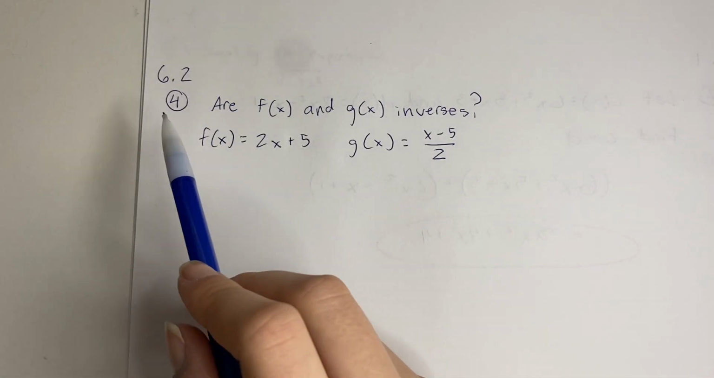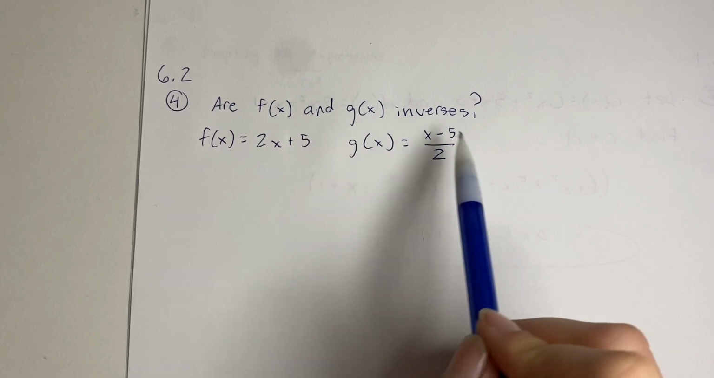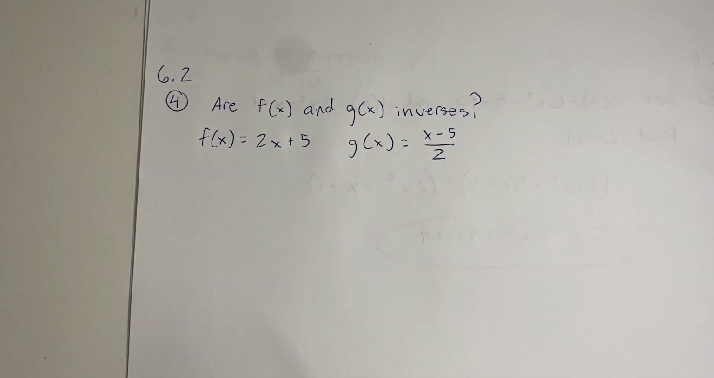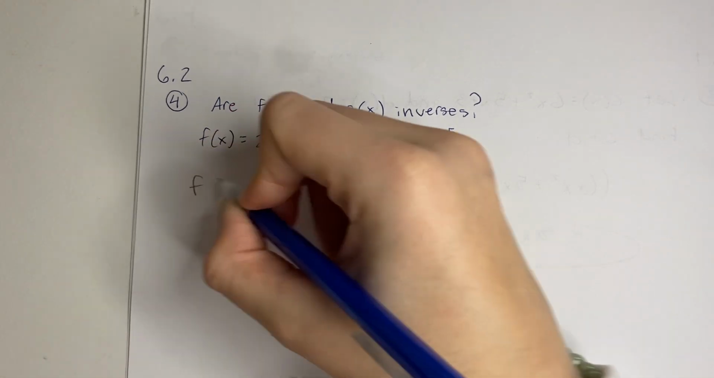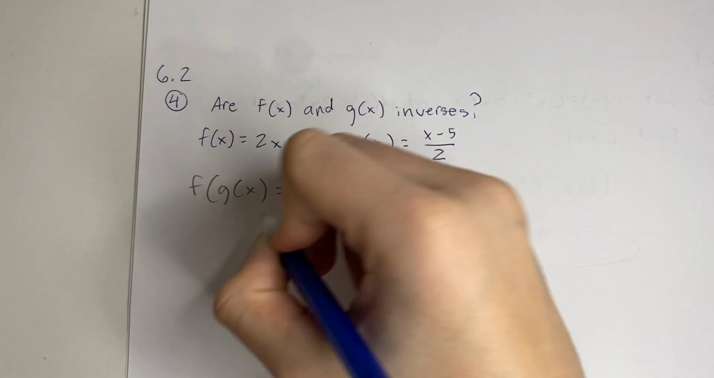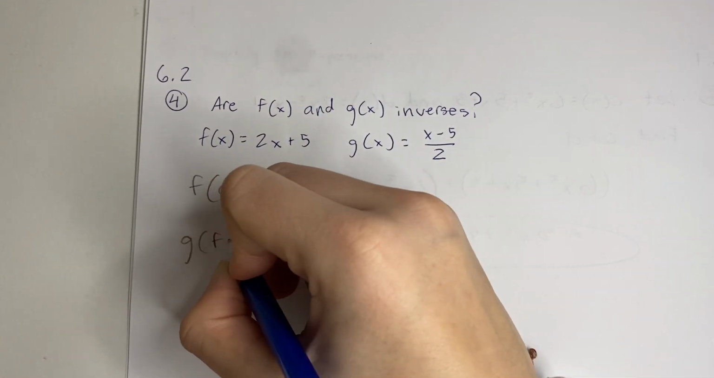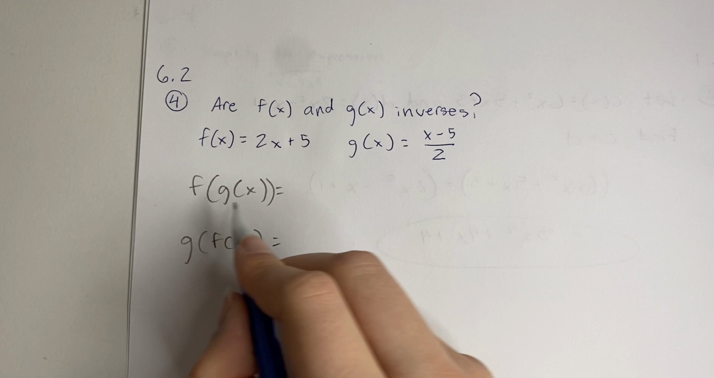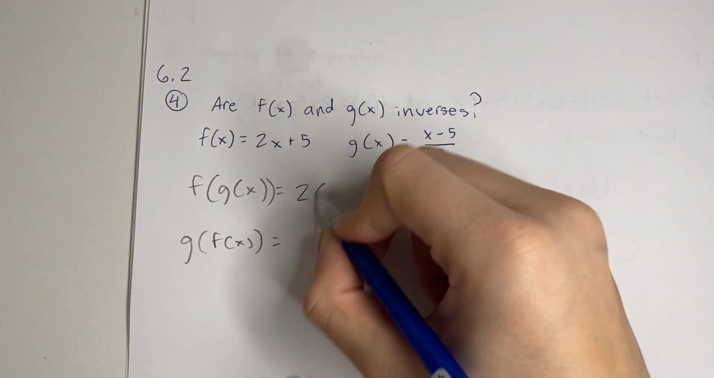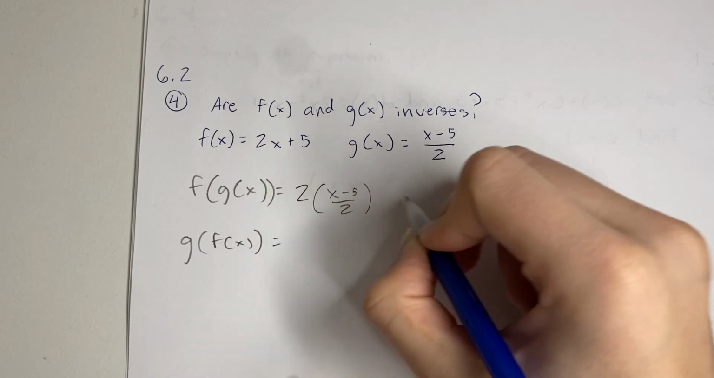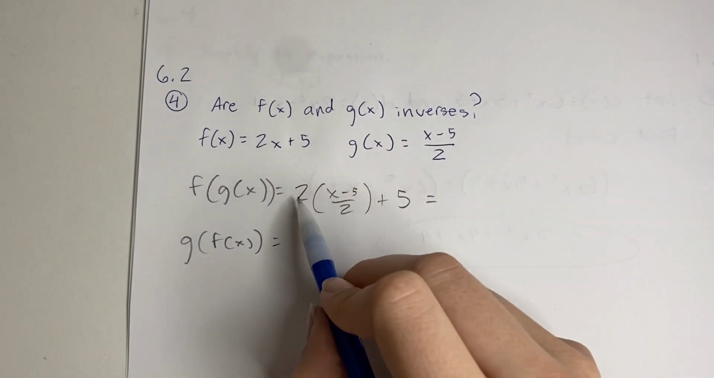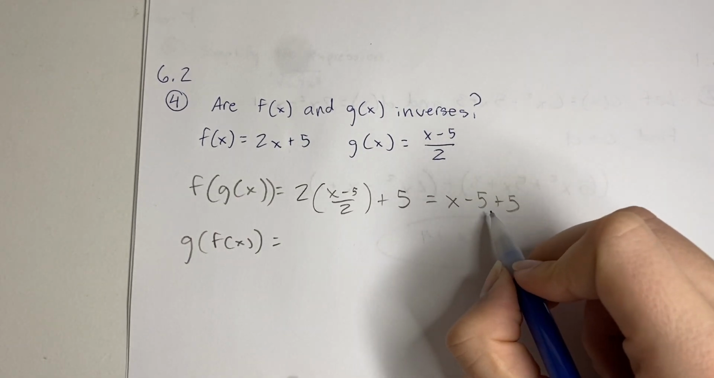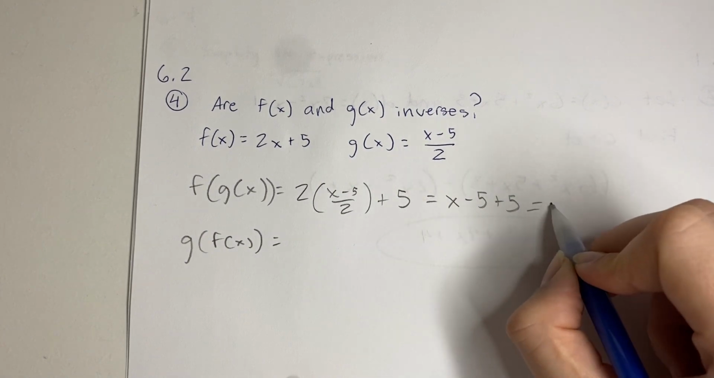Okay, so for our next question from 6.2, it's asking are f of x and g of x inverses? f of x is 2x plus 5, and g of x is x minus 5 over 2. So the way you want to do this is do f of g of x, and then also do g of f of x. And you want it to equal x, because that means it's an inverse. So for f of g of x, it would be 2 times x minus 5 over 2, plus 5, and these cancel each other out, so then it's x minus 5 plus 5, and then negative 5 plus 5 is 0, so then it's just x.